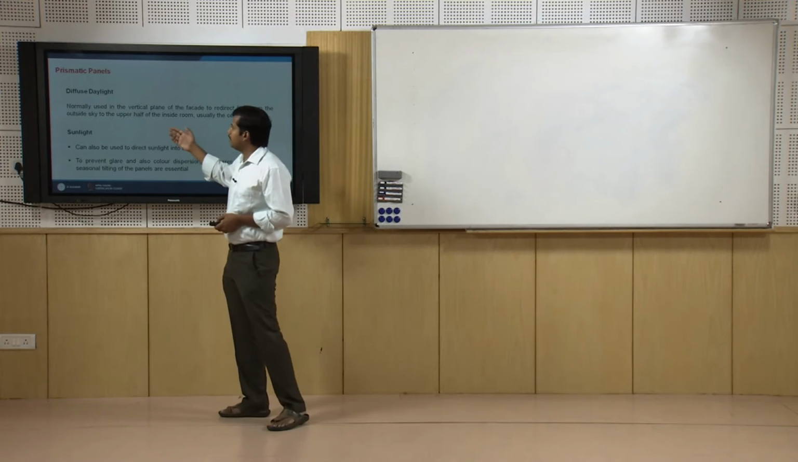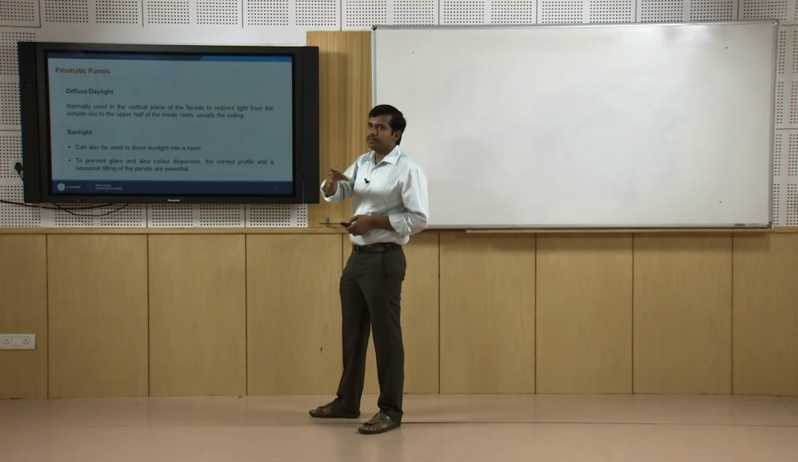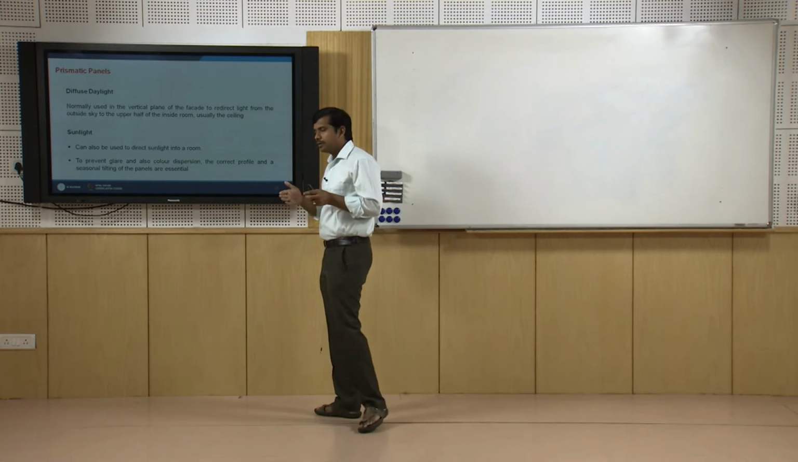Simple diffuse daylight prisms are normally used in vertical plane facades to redirect light from the outside sky, and it will be reflected into the room. Typically on the ceiling surfaces, the direct light will fall and these prisms will reflect it. These are typically placed inside the window or glazing systems.